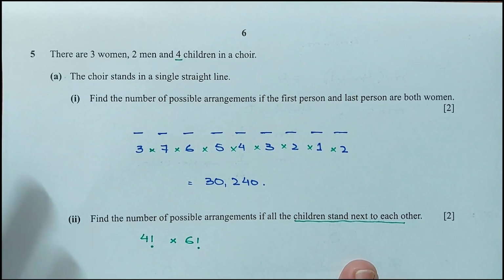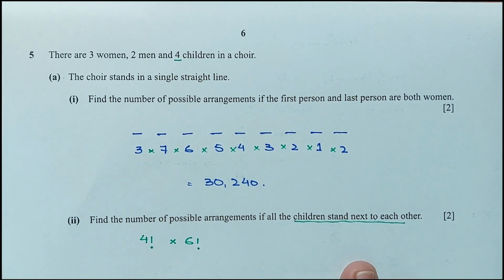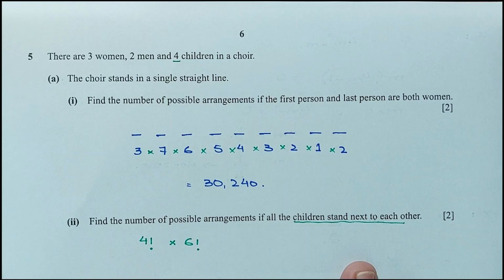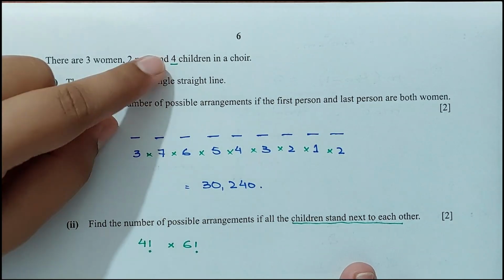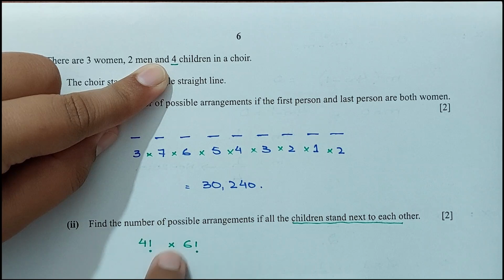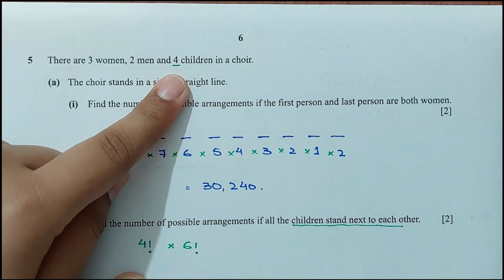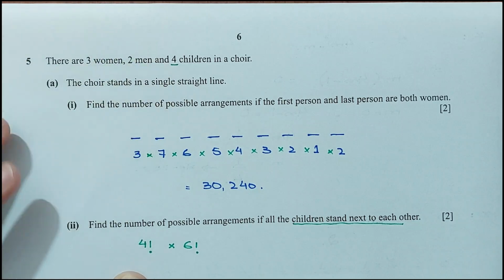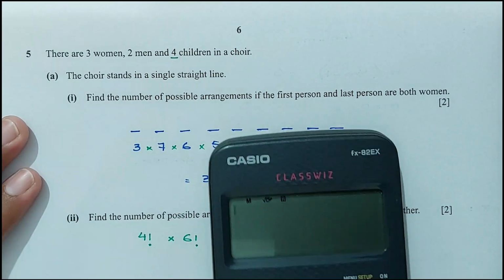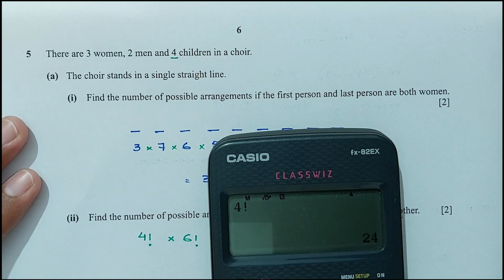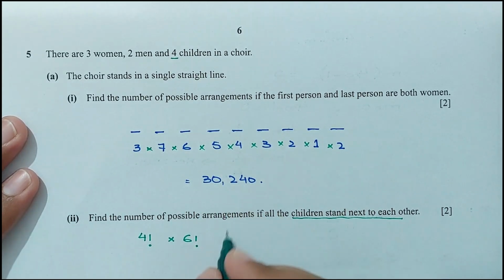Let me explain one more time. So children should stand next to each other, right? So they can be on the first 4 positions, last 4 positions, or middle 4 positions. So they consider children as one unit. So there are 4 factorial ways to arrange the children, right? Now 3 women and 2 men, that would be 5, and children are considered as one unit, so 5 plus 1 would be 6. So the rest are 6 factorial ways. So let me simplify. That is 4 factorial times 6 factorial, which is 17,280 ways.